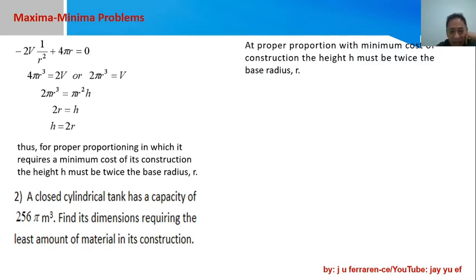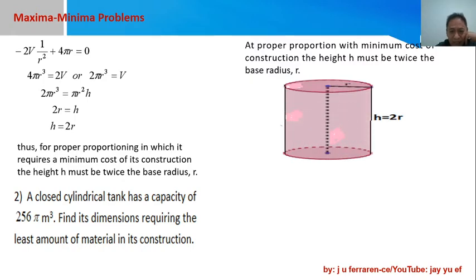Okay, so this is my tank that I'm going to construct. If this is the altitude h, and the tank is not cut off, then h is equal to 2r. Meaning, your diameter here must be the same as the height of your tank, that is constructed in a proper proportion.